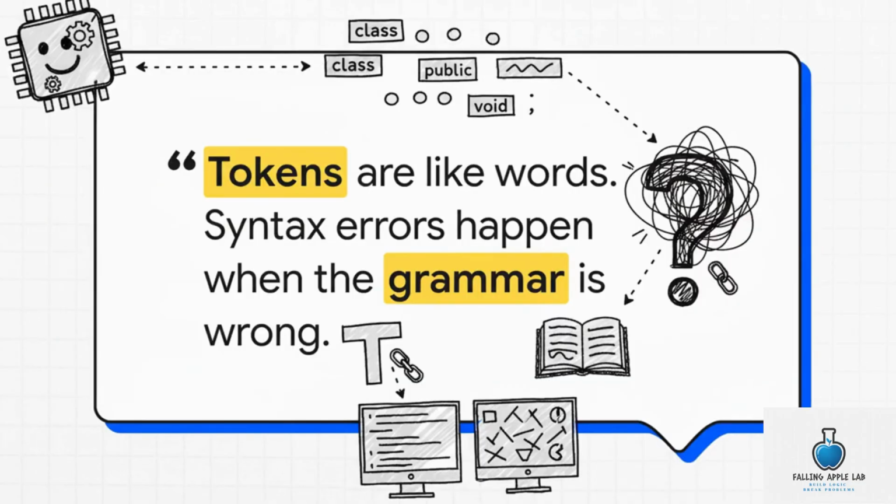So from now on, I want you to remember this. If your code isn't working, don't just see a jumble of characters on the screen. See the tokens. Check your words and check your grammar. Is every keyword right? Is every statement terminated? Thinking like a compiler, thinking in tokens, is the absolute key to writing code that actually works.